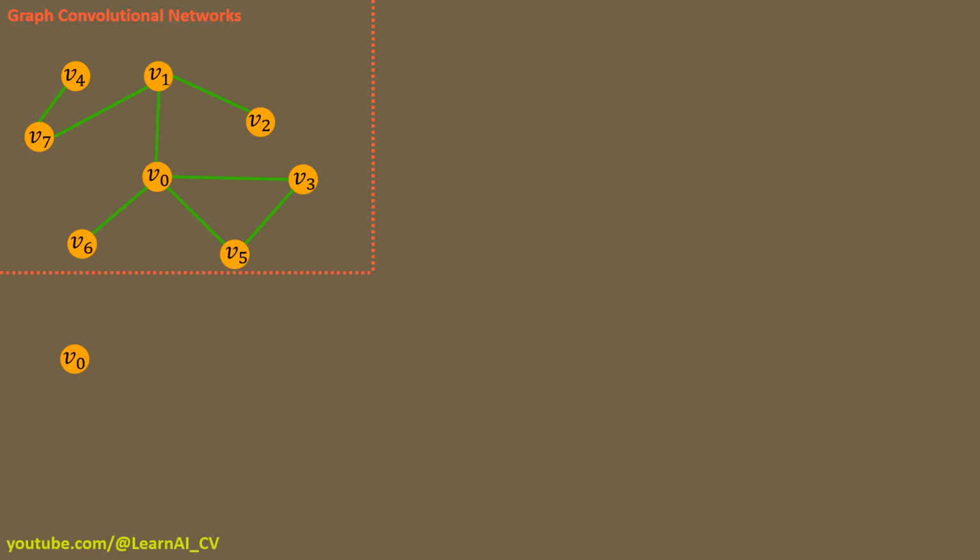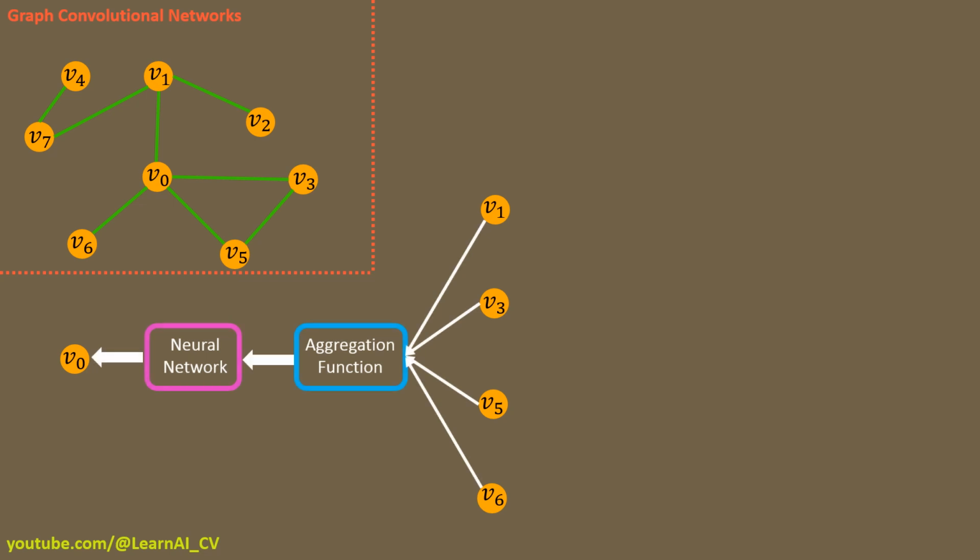Now, we want to show the schematic of a 2-layer GCN for node V0 in this graph. First, we find the neighbors of node V0. Nodes V1, V3, V5, and V6 are the neighbors of the node V0. The neural network in this schematic is the linear function and the nonlinear activation function.